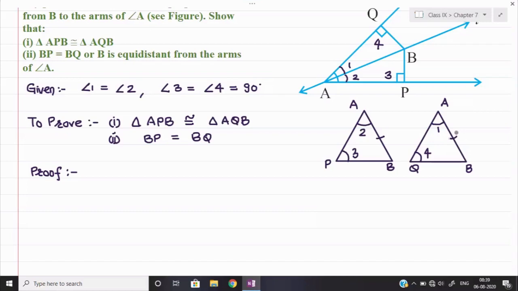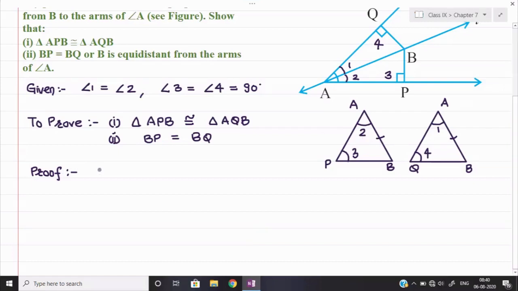We can say it is by angle side, because if I start with angle number 3 or angle number 4, then the sequence is going to form here: angle, then again angle number 2 is coming, angle, and then it is coming side AB. So the sequence is angle side, and hence the triangles will be congruent. Okay, so let us see how we shall write down the proof here.